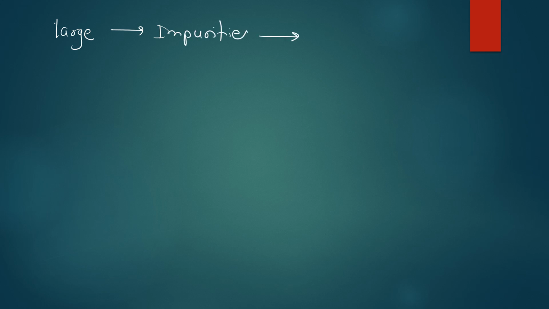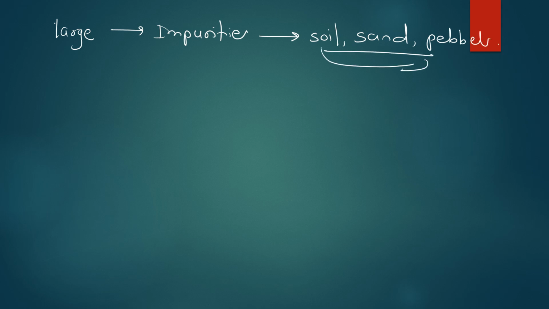So what are those impurities? Sometimes soil, sand, pebbles. Together we call them gangue. These impurities we have to remove before doing the concentration of the ore, so we can enrich the ore.